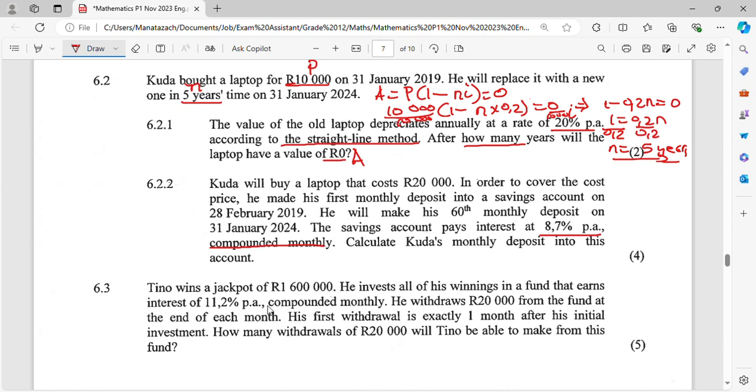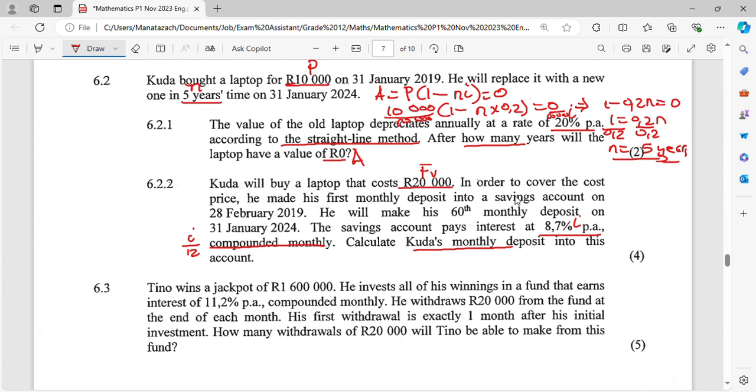So once again here, let's call this 8.7% I. That means we'll be dividing it by 12, since this is going to be a monthly compounding. Calculate Kuda's monthly deposit into his account. So the deposit is happening monthly, and then he will buy a laptop in the future, waiting for 20,000. So this is going to be our future value at a certain period of time in future.